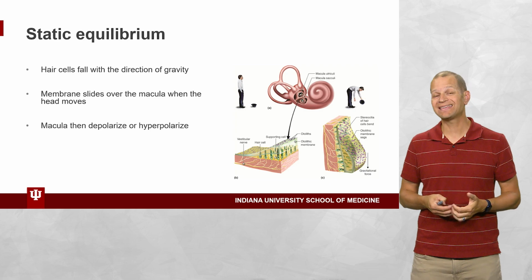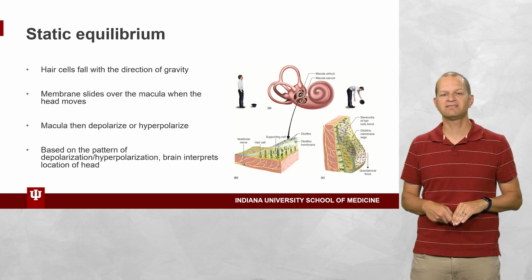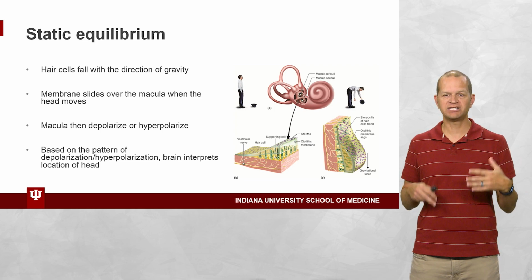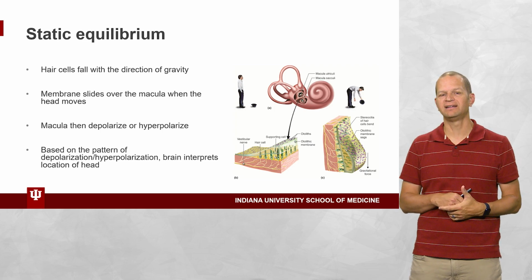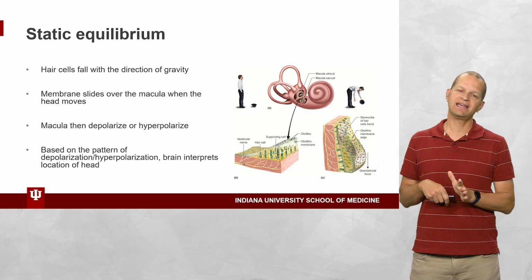This causes the macula to either depolarize or hyperpolarize. Depends on the specific hair cell. And so your brain gets a bunch of information from all these different macula, and it says, oh, in this case, I've tilted my head to the left.